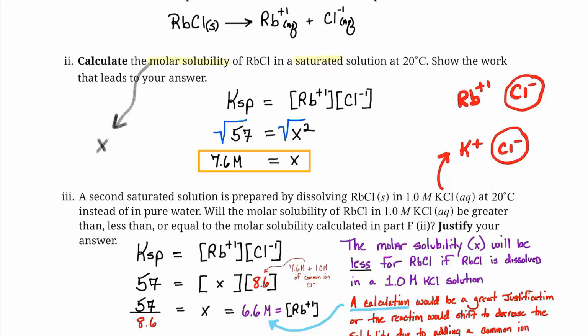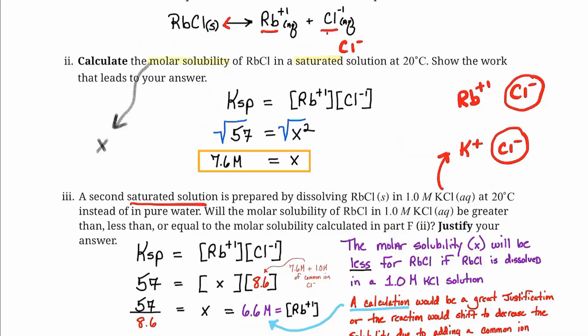So this is trying to dissociate normally and then reach equilibrium, okay, because we're saying we're preparing a second saturated solution, yet we're doing it where there's already chloride ions available because of the KCl. The K plus isn't in the solution, so it spectates. So this is a common ion effect.